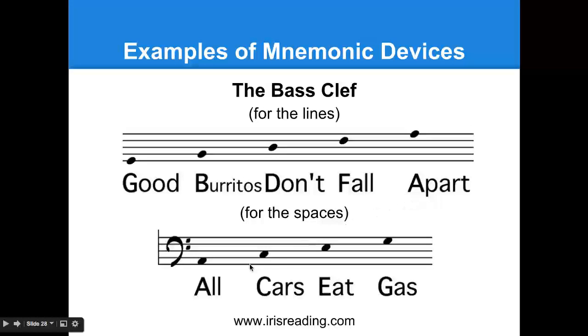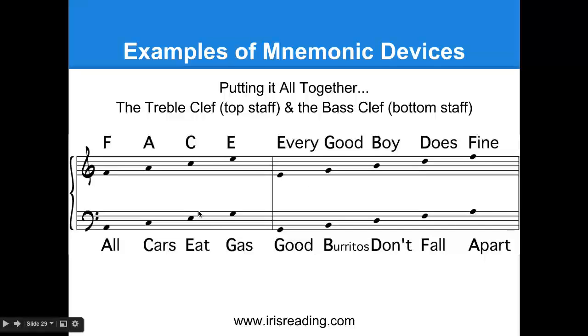And now we can put the treble clef and the bass clef, and let's put that all together. And here we go. We've got the top part here, which is the treble clef, the bottom part here for the bass clef, and we can remember face, every good boy does fine, all cars eat gas, and good burritos don't fall apart. Notice how it can all come together. And this is, again, a common mnemonic device for learning music.